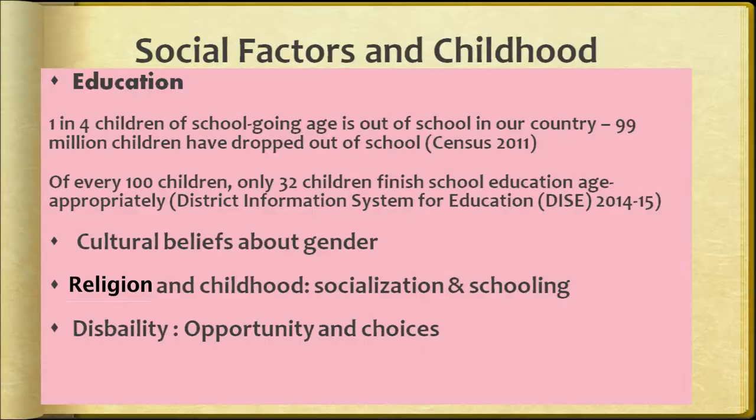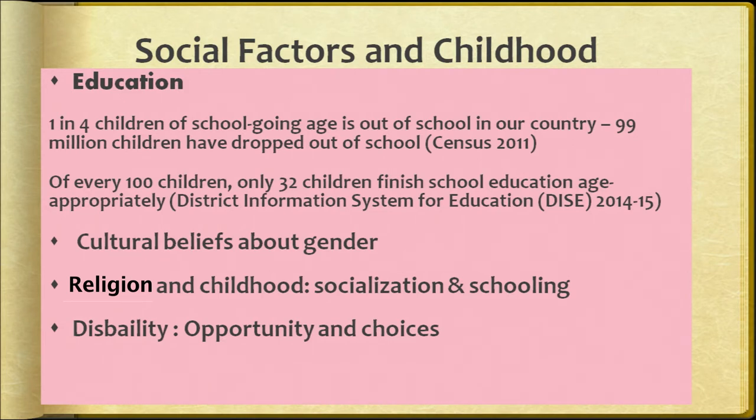Government has given cash transfers, cycles for safe travel, so that more and more girls can, and we must ensure that civil society support comes to girls. We provide a healthy, qualitatively appropriate environment for children in all schools. Some of the figures tell us, because of the efforts that our government gives, 1 in 4 children of school-going age is out of school in our country.